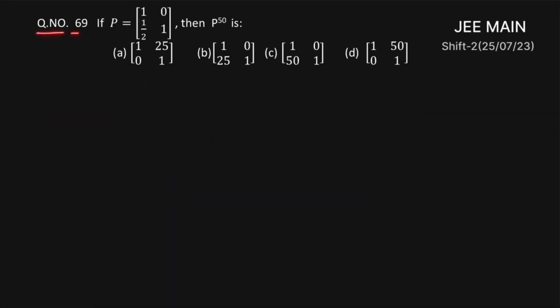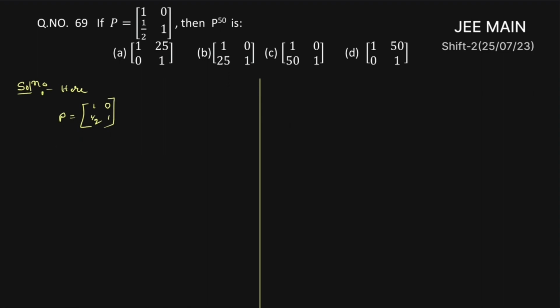Question number 69. P is given, which is equal to this. The elements of P are 1, 0, 1 by 2 and 1. Then we have to find the value of P raised to power 50. Let's see the solution of this question. So here P is given, which is equal to the matrix of 1, 0, 1 by 2 and 1.